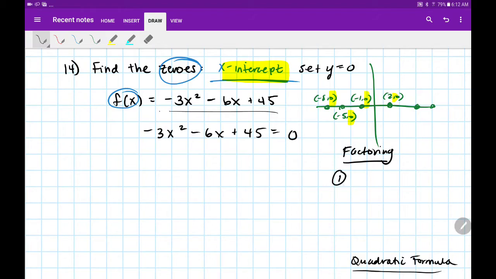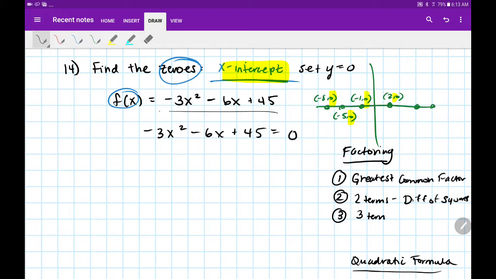So anytime we factor, we always want to check first if we can use GCF, or pull out a greatest common factor. Our second attempt, if there are 2 terms, will be to try difference of squares. And then finally, if there are 3 terms, we'll try magic x. Well, in this case, we're going to start, as always, at the top. Let's see if there's something we can factor out from each term.